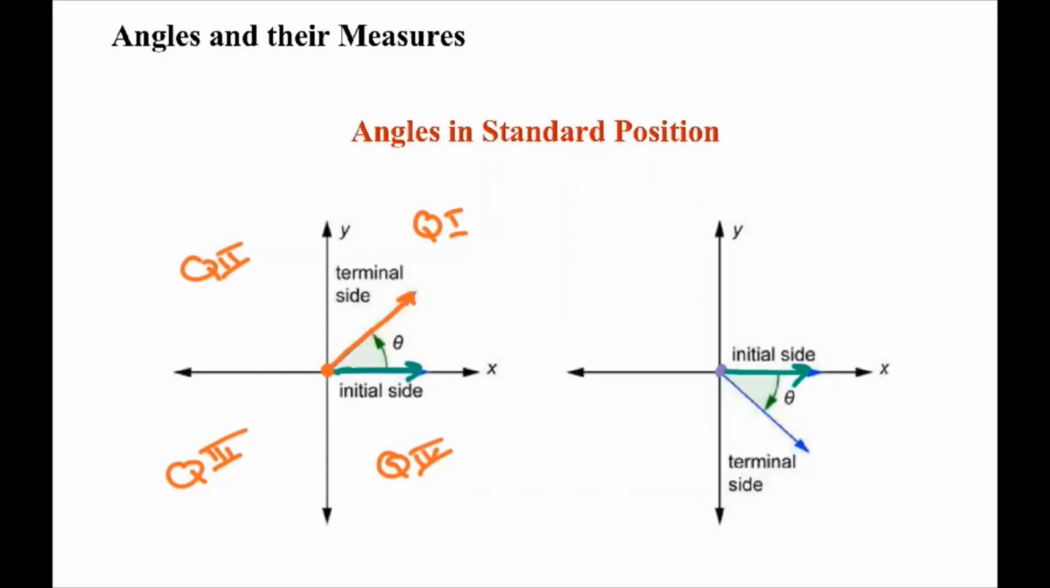Now for this angle, the direction is going to go this way. Okay, so this is counterclockwise, and the angle will be positive. Where in this case the direction is clockwise, so the angle will be a negative angle. The measurement of the angle is going to be negative.